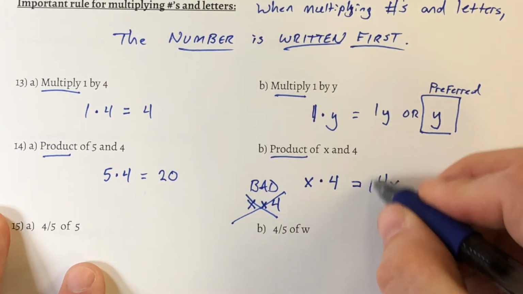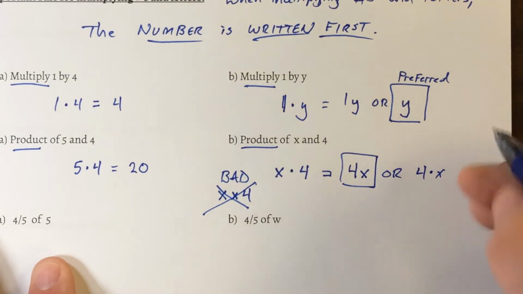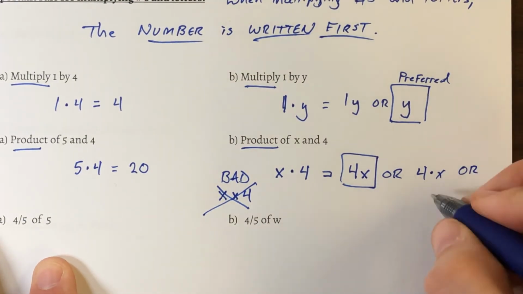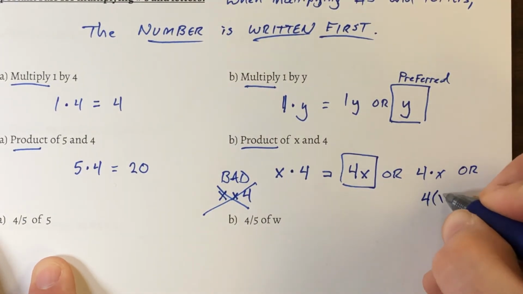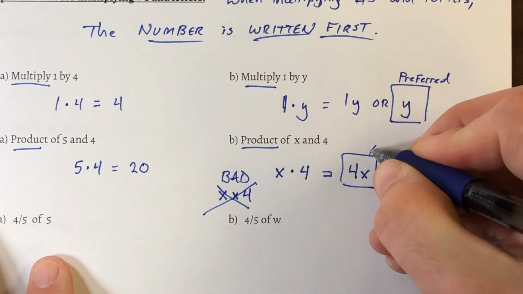That's your best answer. You could also say 4 times x with the multiplication dot, or last, 4 times x with parentheses. All are accepted. I find that the easiest. Most people do. So again, preferred.